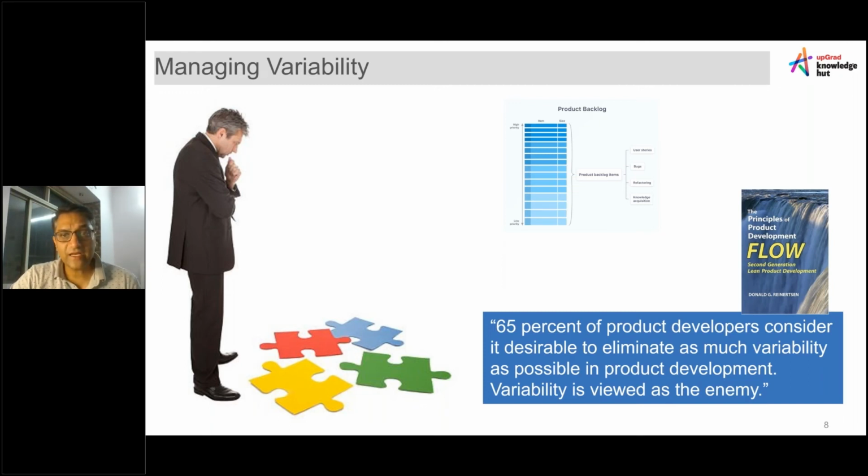It starts with variability. And remember, variability is going to occur. How do we manage that? The other problem that we see is, of course, with that variability, how do I manage that change?